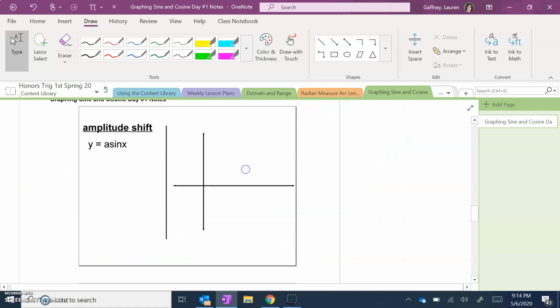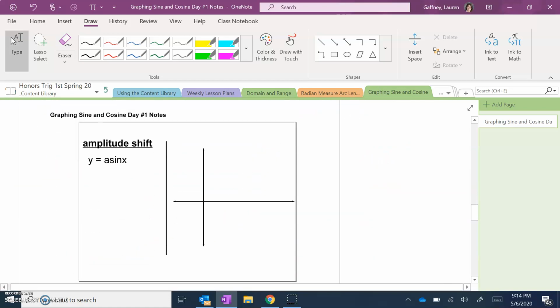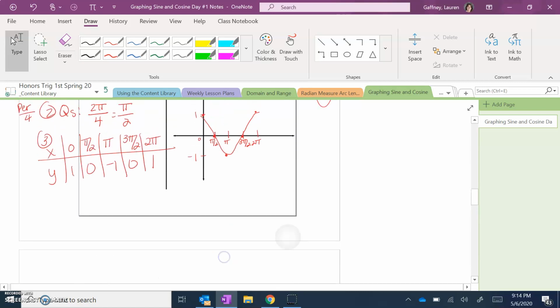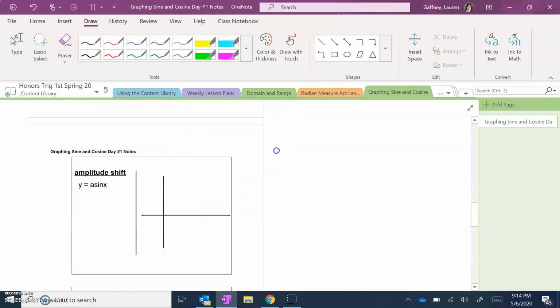Okay, so let's talk about an amplitude shift. Oh, sorry, I forgot to do the domain. Domain is the same for sine. You can put in anything you want, so all reals, negative infinity to infinity. And range is also the same, -1 to 1, including those values.